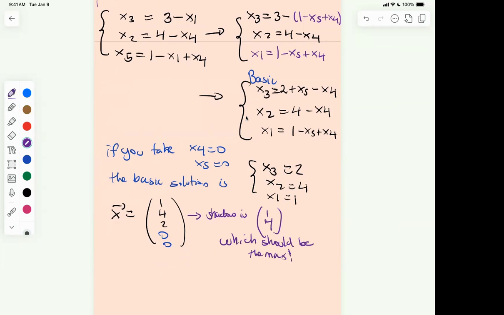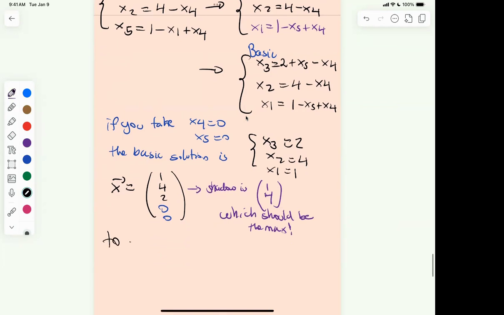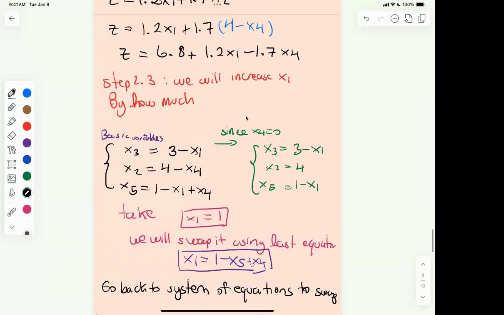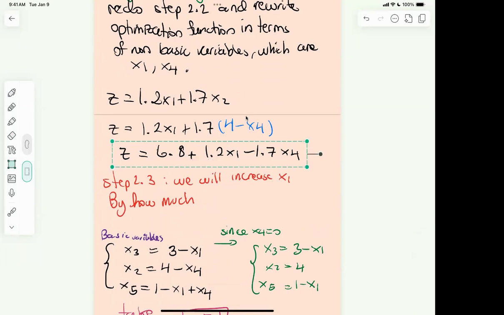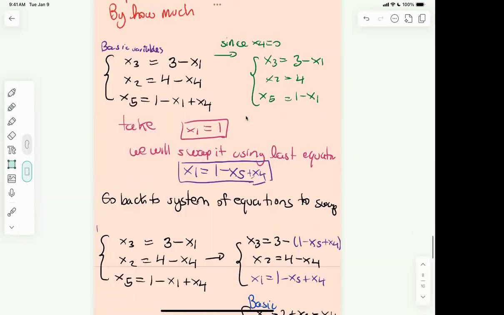Okay, but how do we confirm that this is the max? You have to rewrite the optimization function in terms of the non-basic variables. So to confirm that this is the max, what is the optimization function? The optimization function was this, right? This is what the optimization function was before.